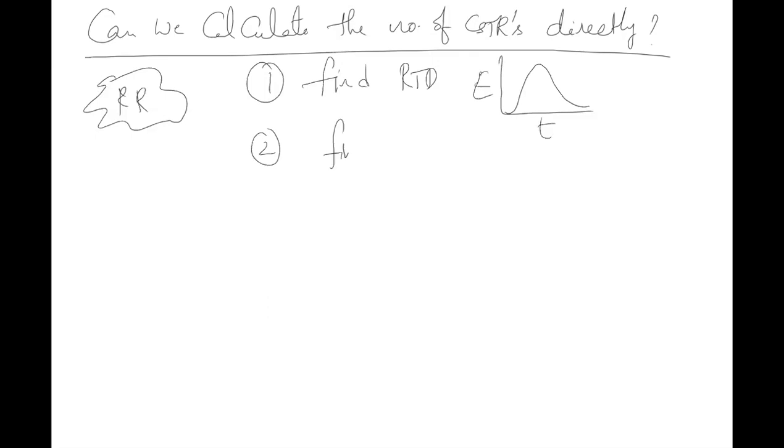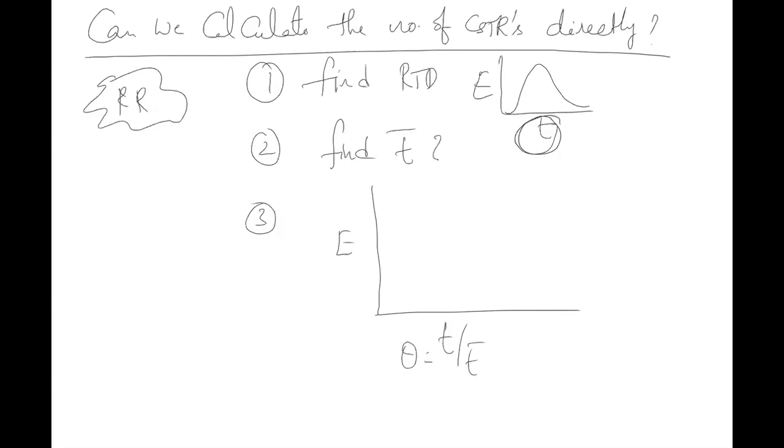The next thing is to find t bar. How do you find t bar? You have the equation: integral from 0 to infinity of E t dt. The third thing is to plot the curve E versus t by t bar. This is what is called theta, t by t bar. You just divide this coordinate by t bar. Then you will get the E theta versus theta curve. The shape of the curve will remain the same.